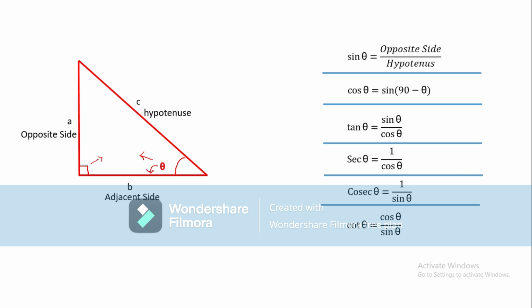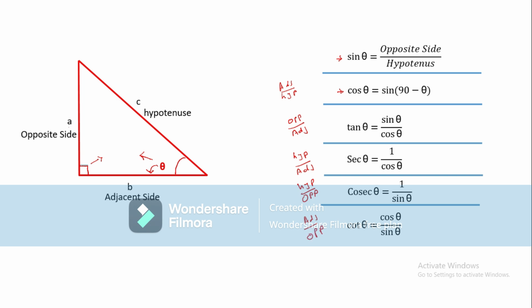We basically have six trigonometric functions. First one is sine theta. Sine theta is the opposite side divided by the hypotenuse. Cos theta is the adjacent side divided by the hypotenuse. Tan theta is the opposite side divided by the adjacent side. Sec theta is the hypotenuse divided by the adjacent side. Cosec theta is the hypotenuse divided by the opposite side. And cot theta is the adjacent side divided by the opposite side.